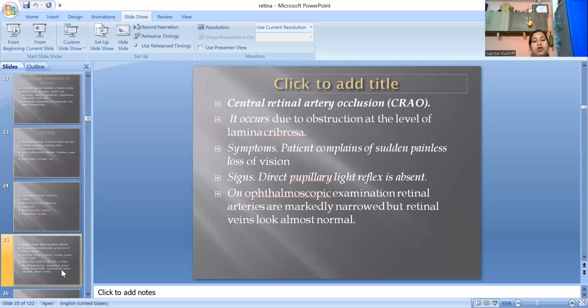So, what is central retinal artery occlusion? It occurs due to obstruction at the level of the lamina cribrosa. Now, what are the symptoms? The patient complains of sudden painless loss of vision. Now, what are the signs? The most important sign of central retinal artery occlusion is RAPD, relative afferent pupillary defect, where the direct pupillary light reflex is absent. And on ophthalmological examination, retinal arteries are markedly narrowed, but retinal veins look normal.